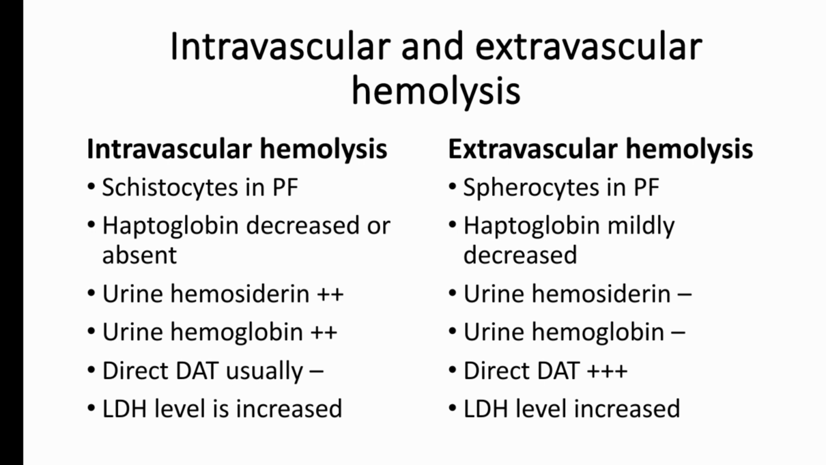Okay. Then in intravascular hemolysis, we have urine hemosiderin. Alright, it means that there is excessive red blood cell breakdown, so the hemosiderin will definitely come in the urine. Whereas in extravascular hemolysis, we don't find any hemosiderin in the urine. Alright, the same is the case with hemoglobin: the hemoglobin will be present in the urine in intravascular cases, not in extravascular cases.